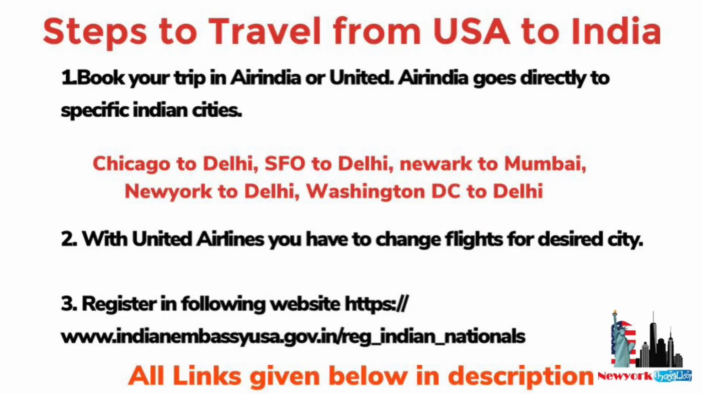First of all, when you want to travel from the US to India, you have to go either by Air India or by United Airlines. Air India goes directly to the destination cities. For United Airlines, you have to change flights. Air India operates from 5 cities in the US: Chicago, San Francisco, Newark, and Washington, out of which Newark is the only place which goes to Mumbai, and the rest all go to Delhi.